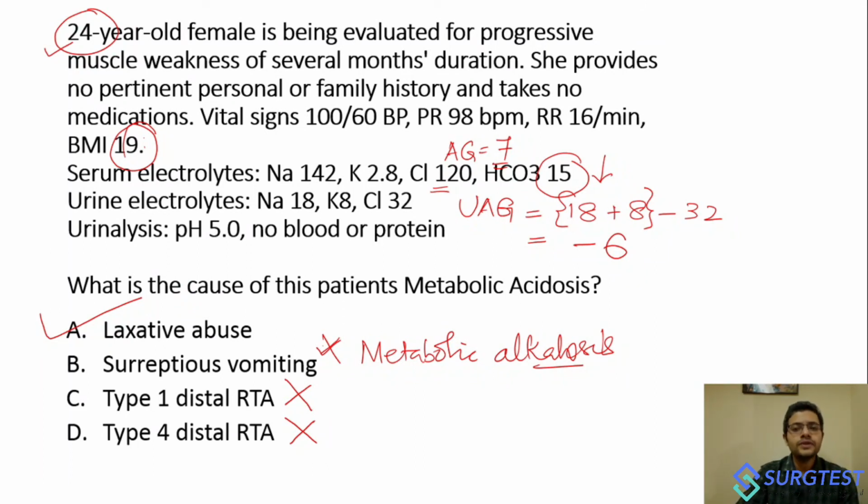So please remember the concept of urine anion gap and identifying the source of acidosis, whether it is renal or extrarenal.